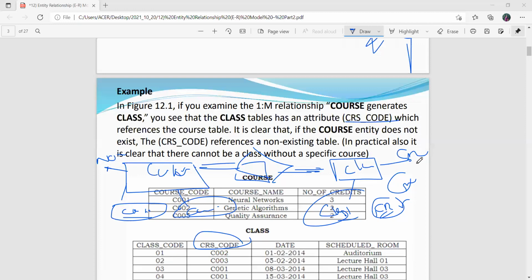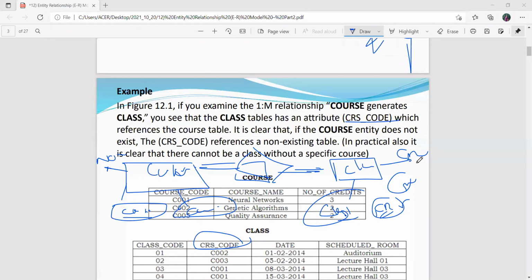Then as an example, let's take a class and a course. So this class, as an example, is on 20th October. So this class belongs to the database designing and implementation course. So this class cannot exist without that course. Can a class exist without a course, just like that? No, this class belongs to database designing and implementation.